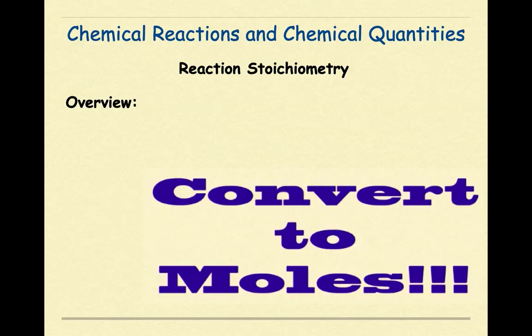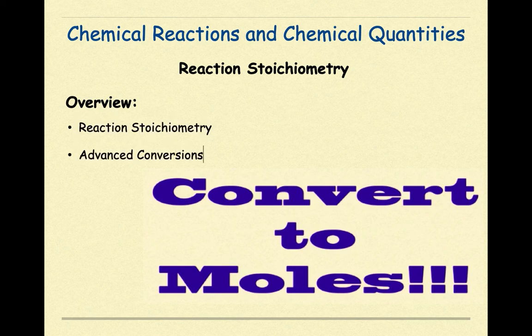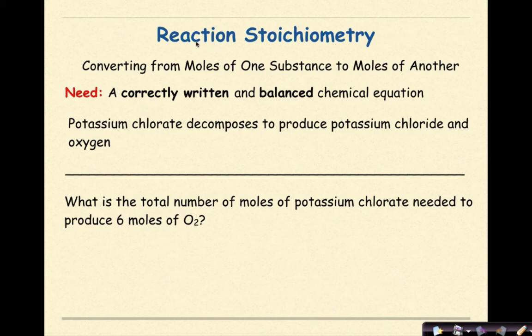Chemical reactions and chemical quantities, reaction stoichiometry. In this tutorial, I will be going over reaction stoichiometry, advanced conversions, examples, and even more examples. Reaction stoichiometry is basically the process of converting from moles of one substance to moles of another. What you need to do this is a correctly written and balanced chemical equation.